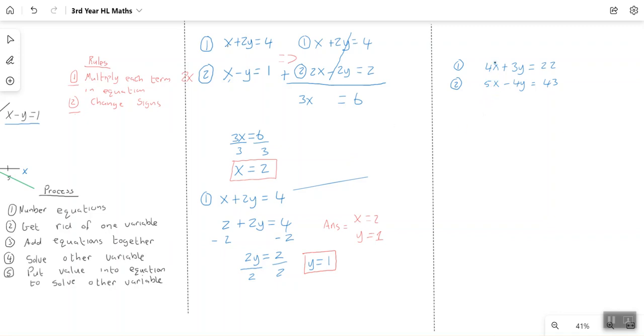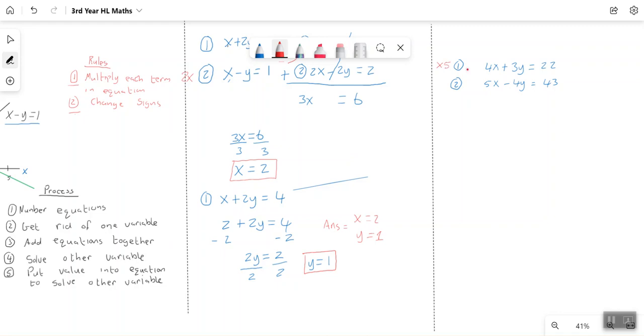So for example, if I was to take this 4x and change it to plus 20 and then change this 5x to minus 20, then when I add the two simultaneous equations together, the x term will cancel out. So what do I have to do to this top part to change it to 20? I have to multiply everything in this by 5.